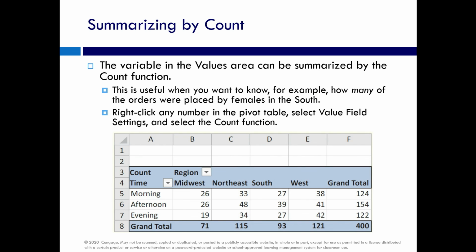Summarizing by count. The variables in the values area can be summarized by the count function. This is useful when you want to know, for example, how many of the orders were placed by females in the South. Right-click the number values in the pivot table, select value field settings, and select the count function.